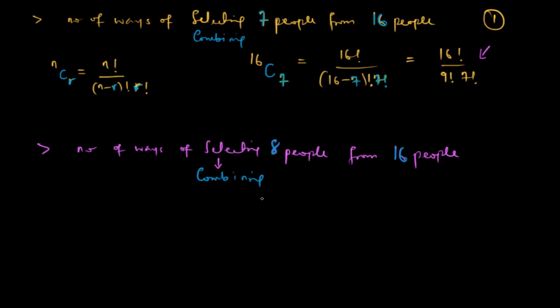So that's just going to be 16 combination 8. And like we have above, the formula is 16 factorial divided by the subtraction, which is 16 minus 8 factorial, then times the number itself, that is 8 factorial. This is just going to give you 16 factorial divided by, now 16 minus 8 is going to give you 8 factorial times 8 factorial. So this is what we have for part 2.